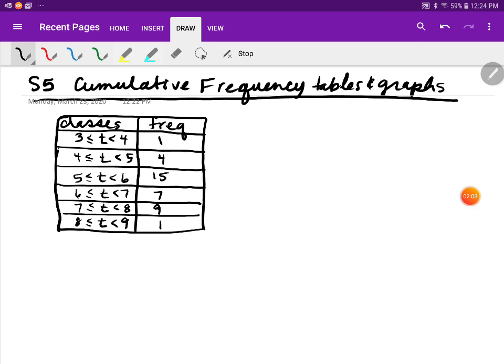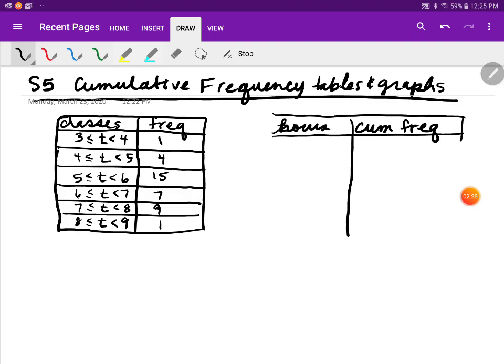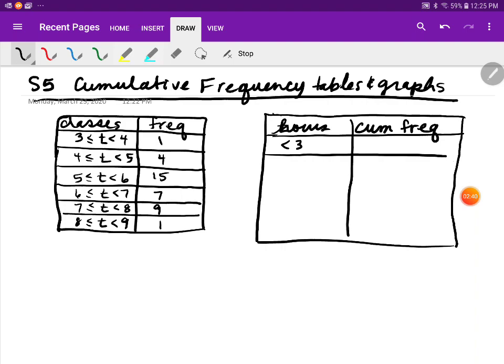Okay, but it's okay. So the idea on a cumulative frequency is that you still have your times, so we'll call it hours. You still have your hours, and then you have a different column called cumulative frequency. What it is, is up to and including. The and including we can't really do with our table, so we're going to just do it with a less than. So we start with less than 3. Usually you want to start with a 0 here, so you go lower than your data. And then less than 4.